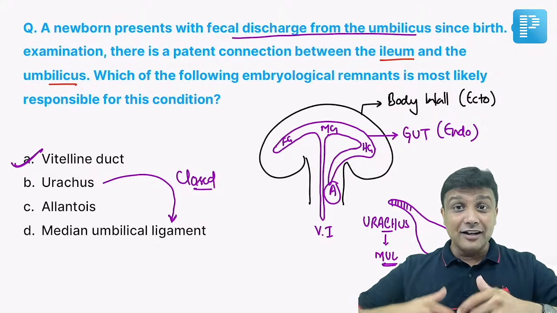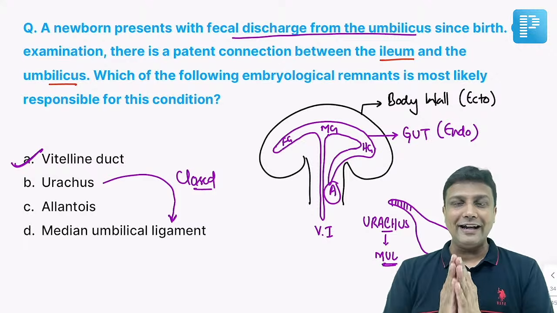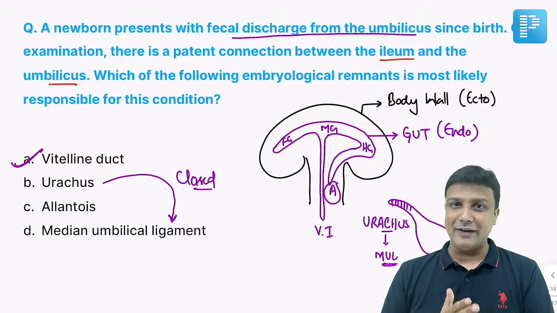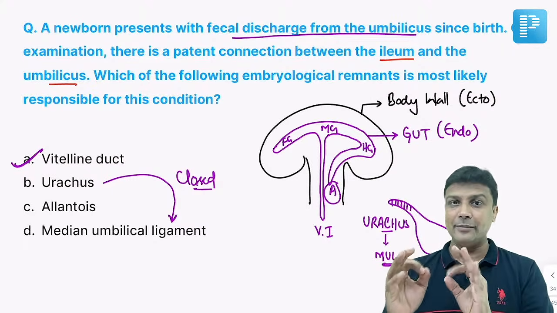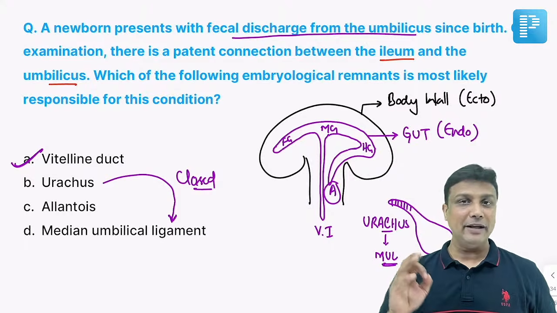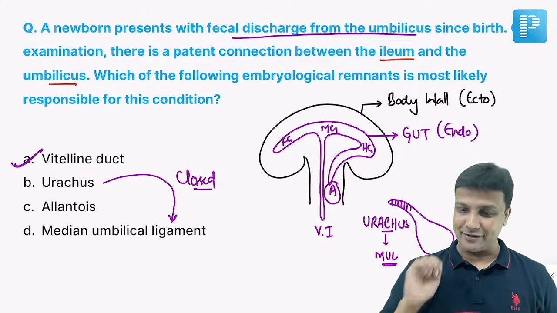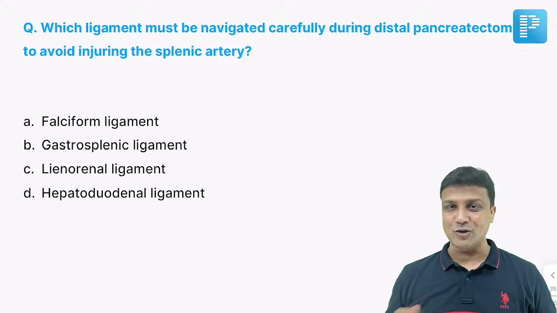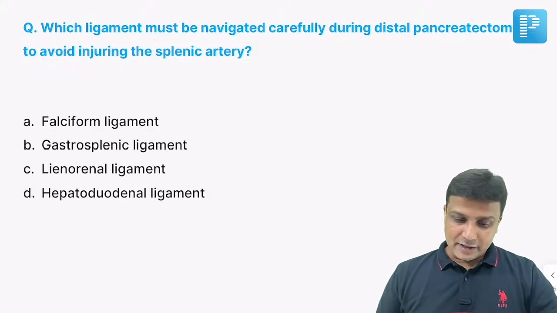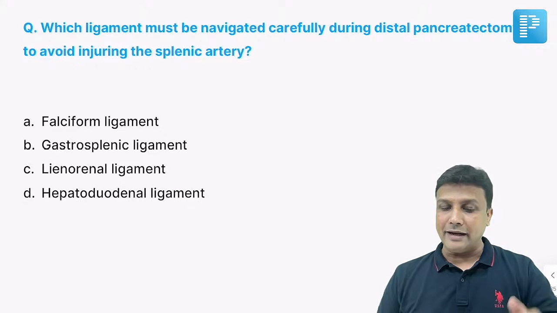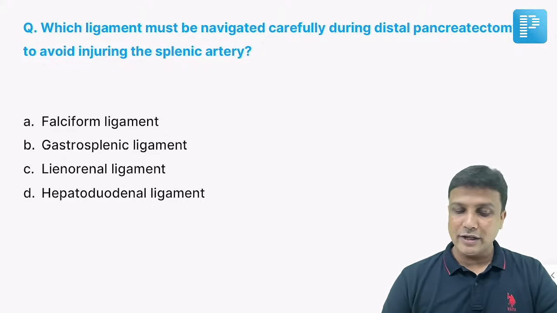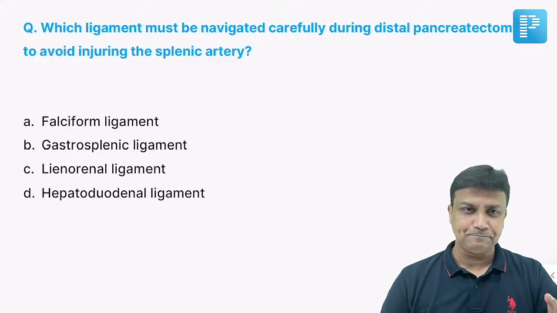So if the fecal discharge is coming from the umbilicus, then it will be due to persistent vitellointestinal duct. If the urine is coming out from the umbilicus, that will actually be due to the persistent urachus. Moving ahead, sir, with the next concept. Which ligament must be navigated carefully during distal pancreatectomy to avoid injury to the splenic artery?